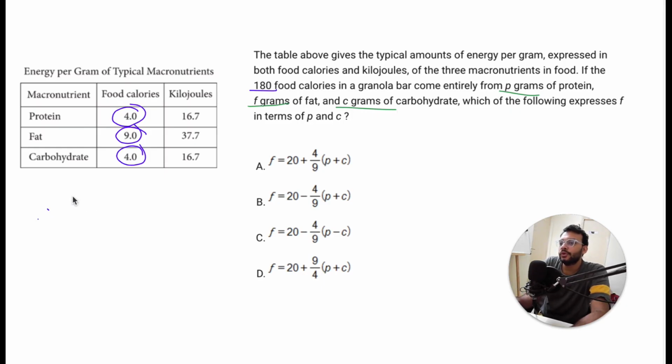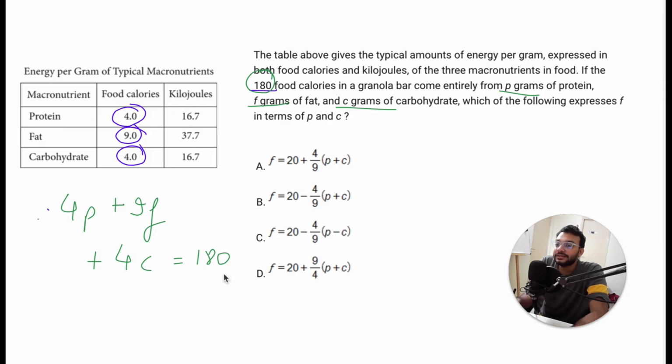So if P grams of protein, how many calories? 4P. If F grams of fat, how many calories? 9F. If C grams of carbohydrates, how many calories? 4C. Total calories needed? 180. Write it like this, 180.